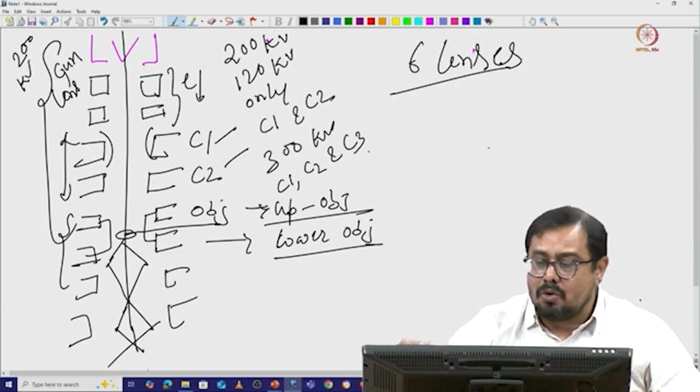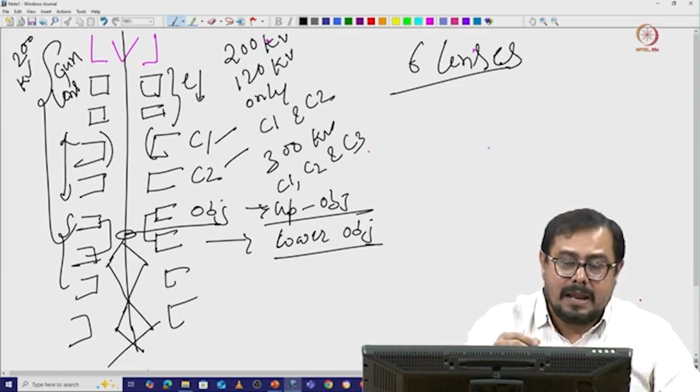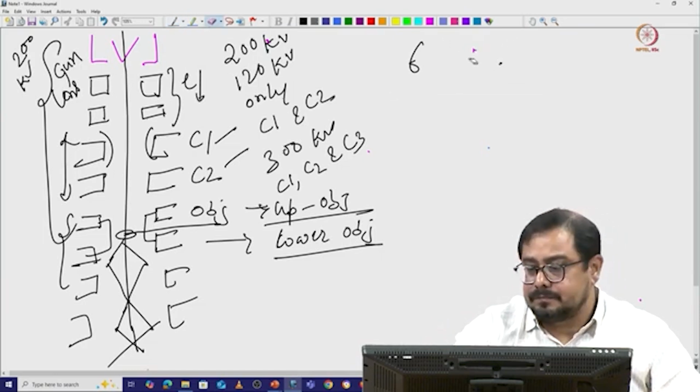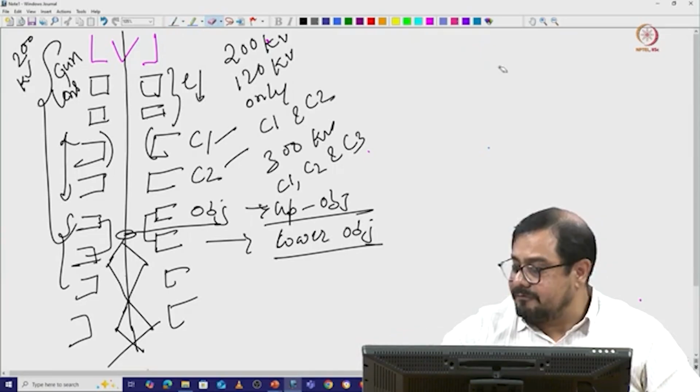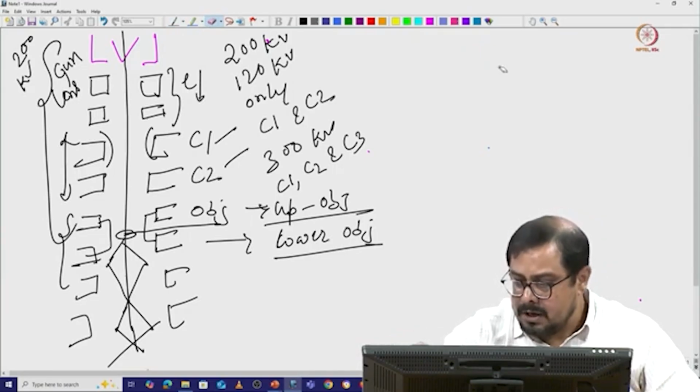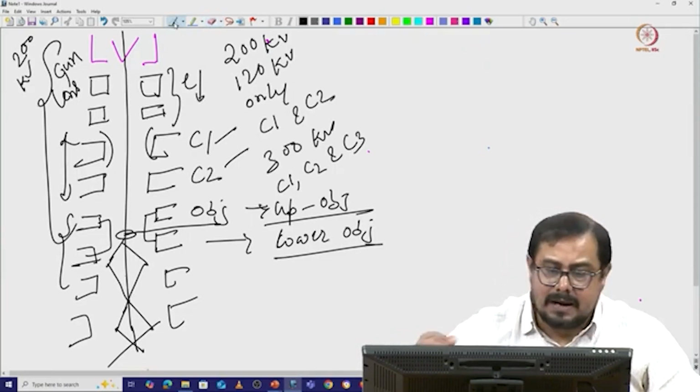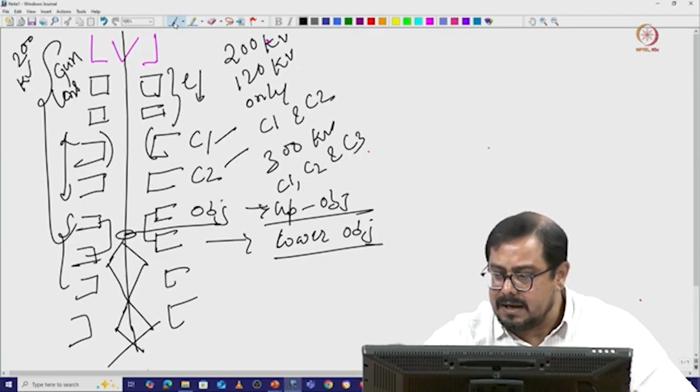So let's take a look at how it can form a simple image. If you remember the first class, what I was talking about for the normal light microscope, how it forms an image.